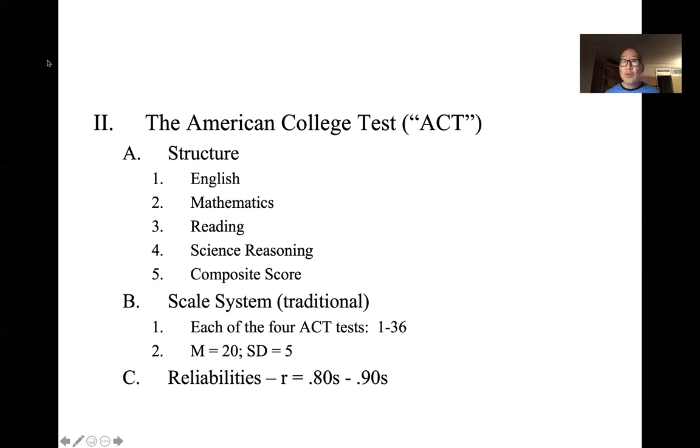And its scale score system has a mean of 20 with a standard deviation of 5. And for each of the 4 main ACT test sub areas, the range is from 1 to 36. Alrighty. The reliabilities for the ACT are pretty good, in the 80s and 90s.